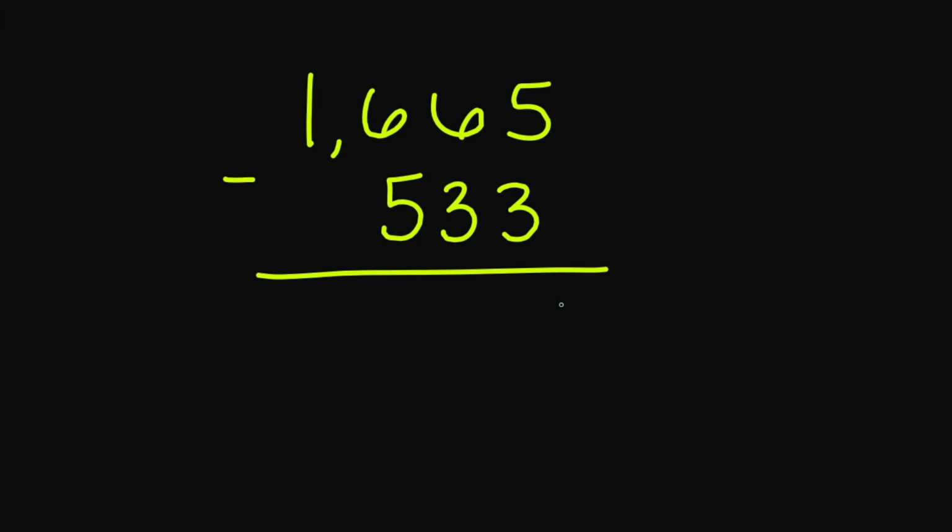1,665 minus 533. We're going to start with the ones place. We're going to subtract 5 minus 3. That's going to give us 2. I'm going to write a 2 here. 6 minus 3, that's going to give us 3. I'm going to write a 3 here.